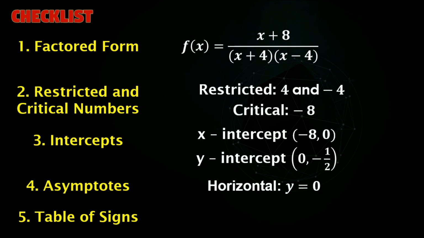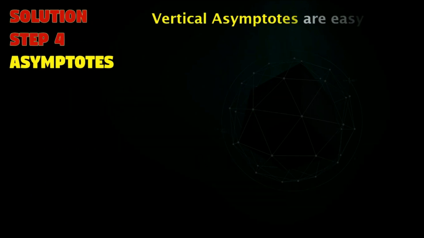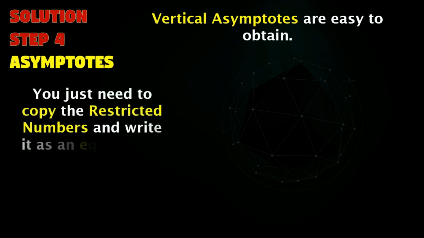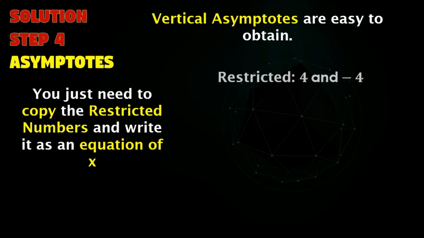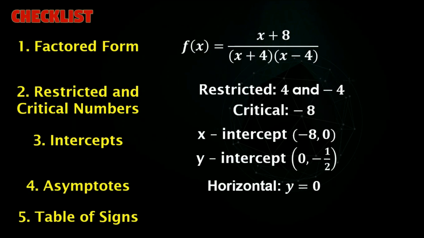Ang vertical asymptote naman ay madaling kunin. Kailangan mo lang kopyahin ang mga restricted numbers at isulat ito sa equation of x. So from our restricted numbers obtained a while ago, this will change to x equals 4 and x equals negative 4. And then write this on your checklist.